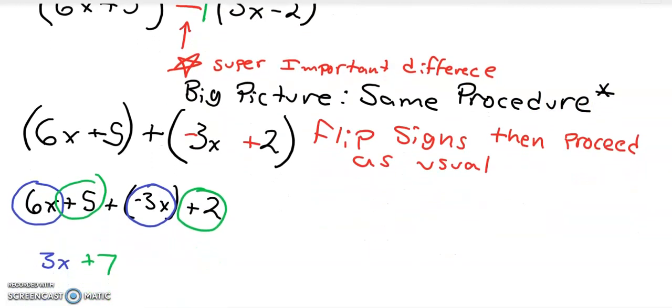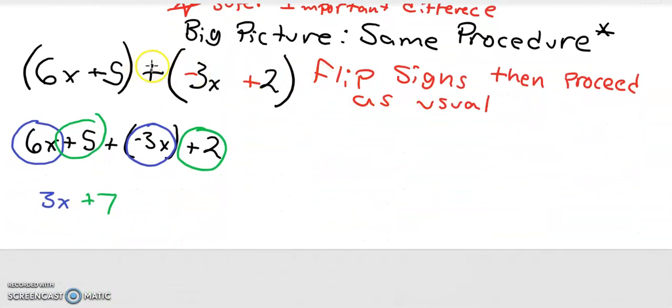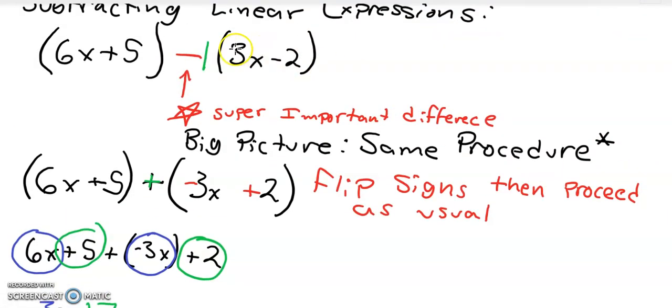All we really have to do, change that to addition, and then flip the signs of everything inside that second set of parentheses. If it was negative, it becomes positive. If it was positive, it becomes negative. Right? So look at the change. Positive 3x becomes negative 3x. Negative 2 becomes positive 2.